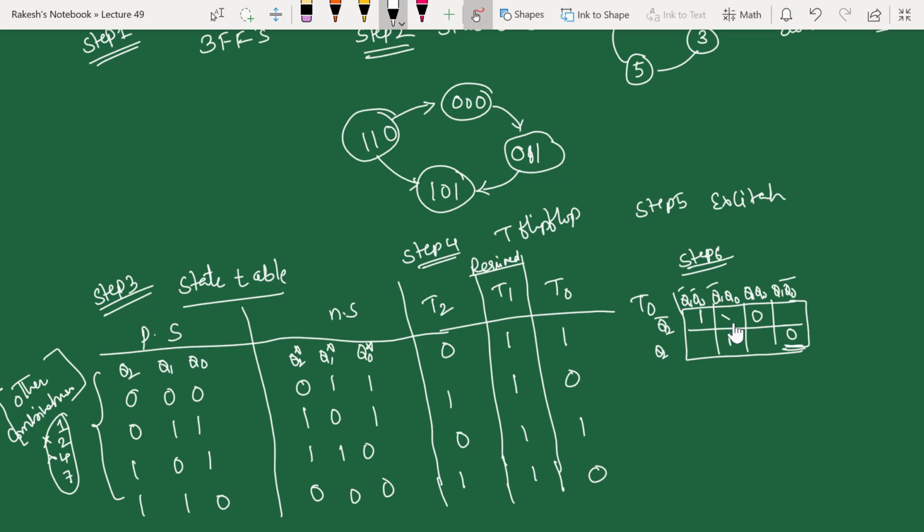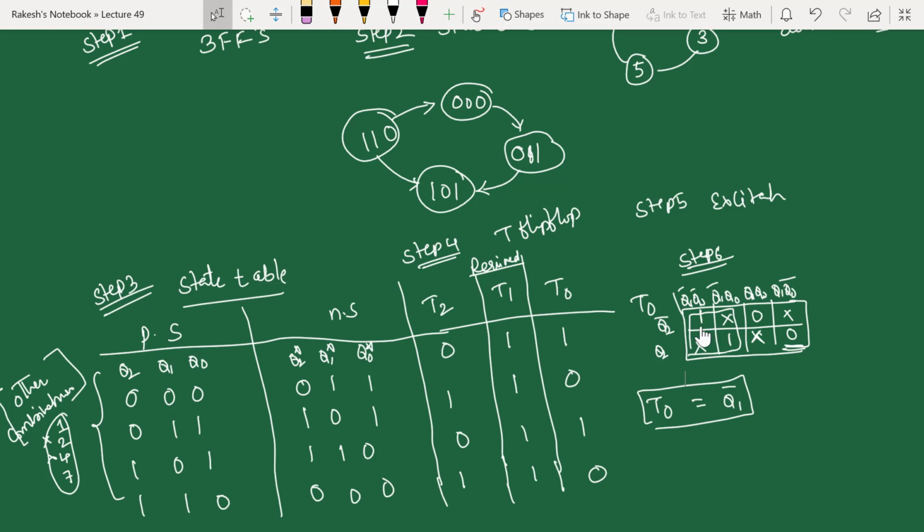Rest all other columns I am considering as a don't care output. I am not going to care about those outputs whether those are 1 or 0. So if you simplify, my T0 is going to be, if you take this entire thing as a quad, it's going to be Q1 bar. If I take this as a quad, it's going to be Q1 bar.